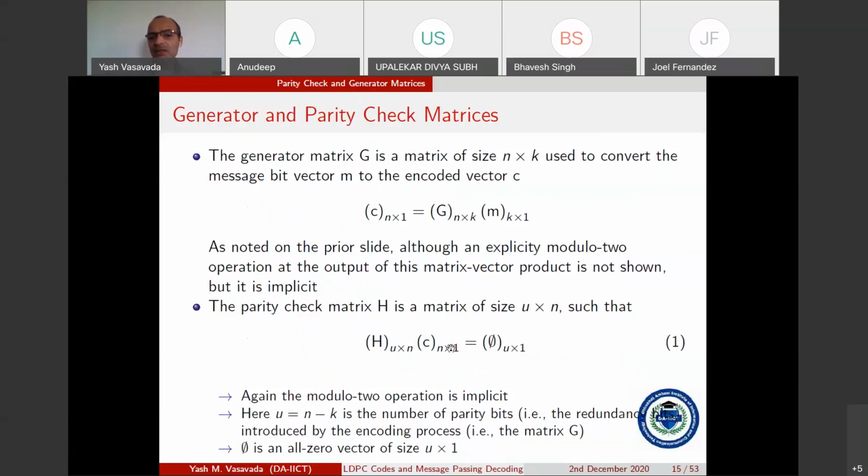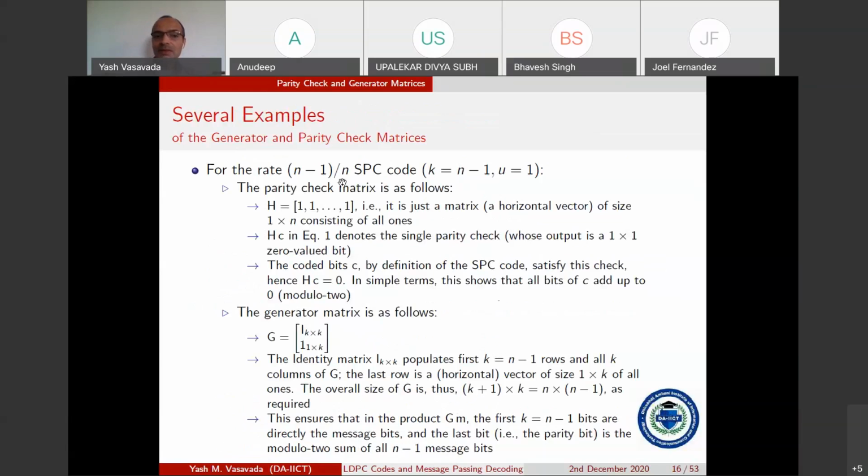C is a column vector of 4 bits. And this supervisory node, which is that S1 bit that we were looking at on the transmitter side, it is always guaranteed that if you do H times C, because H is all ones, all that you are doing is just adding up the bits of C. And that answer you will always get 0. That is what is meant by the parity check matrix. The generator matrix can actually be derived from the parity check matrix.